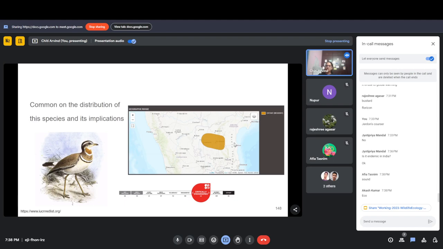Echo. I'm not sure. Eco, what do you mean by eco, Akash? Would you like to elaborate more on this? Are you talking about ecology or something similar? I'm not sure.